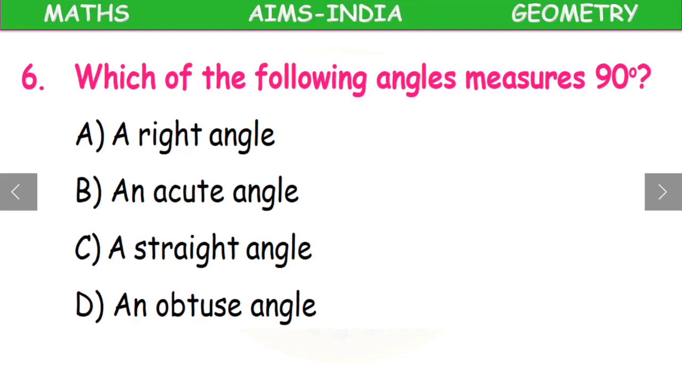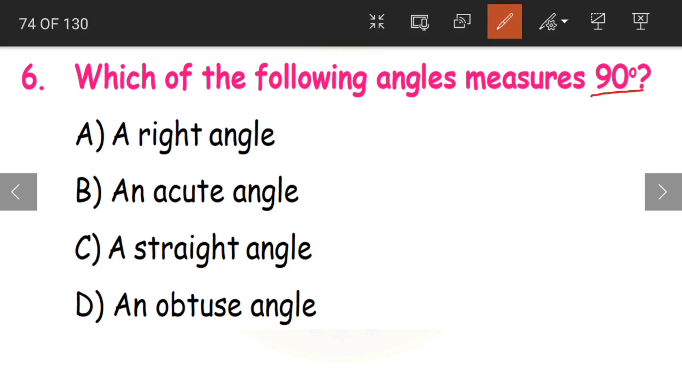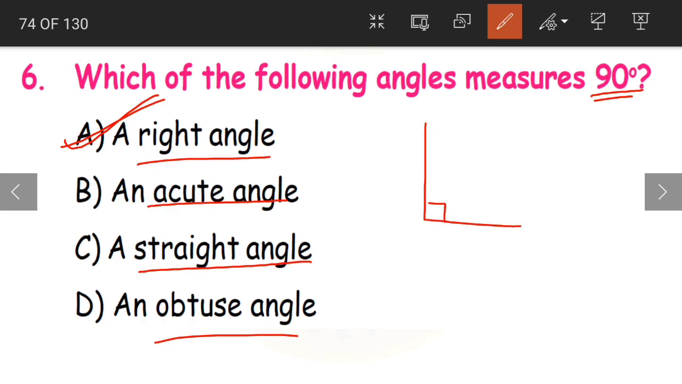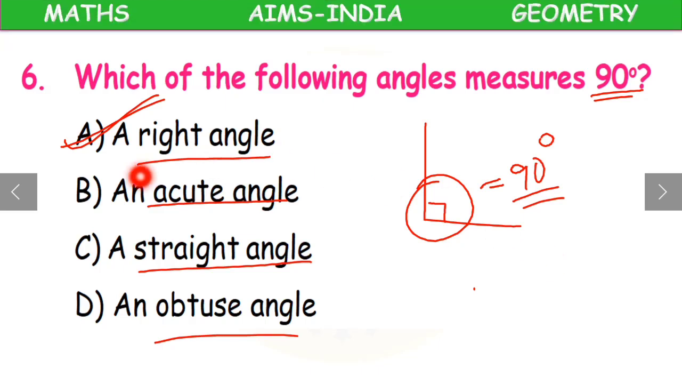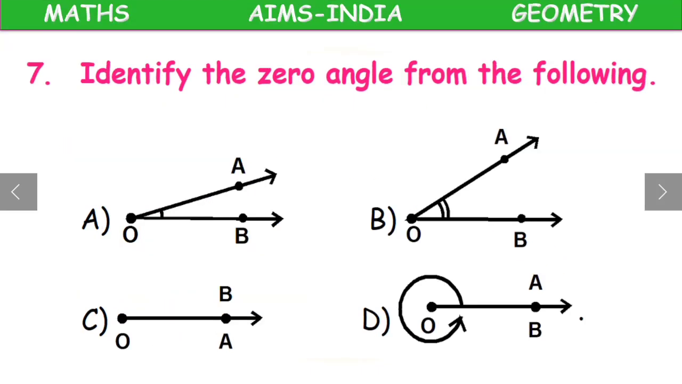Yes. Question 6. Which of the following angles measures 90 degrees? Now, which angle measures 90 degrees, children? Is it a right angle, acute angle, straight angle, or an obtuse angle? It is a right angle. So, the L-shaped angle is called a right angle. And what is the measure of this angle, children? This angle is always equal to 90 degrees. So, right angle becomes our answer here.